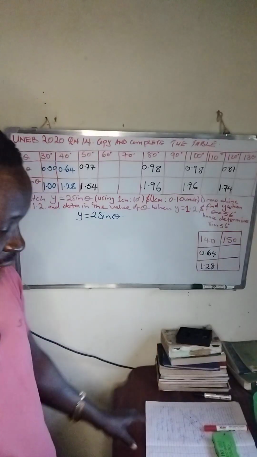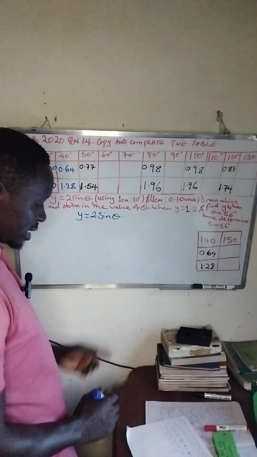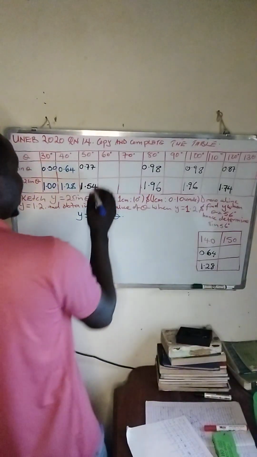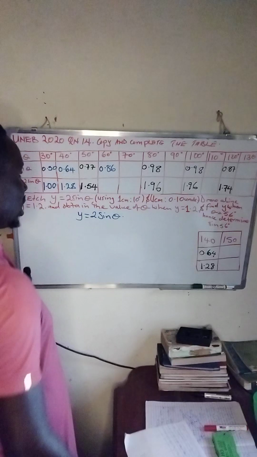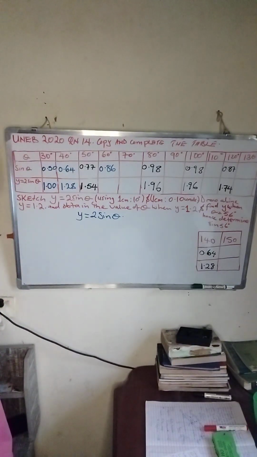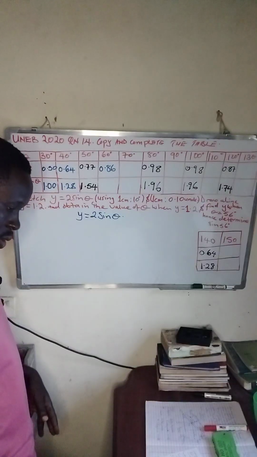Are you together? Now, without wasting time, let us just go and write sine 60. I know it's 0.86. Then also we press 0.86 times 2 out together.